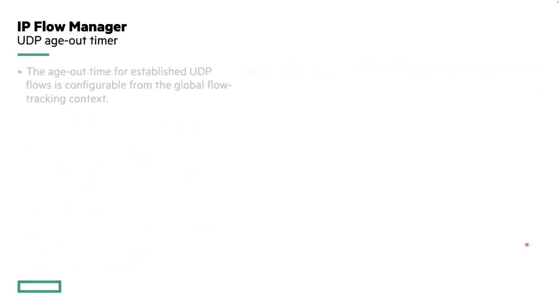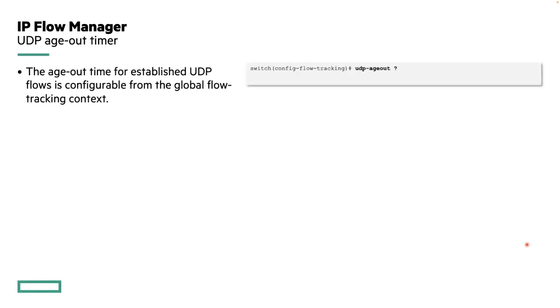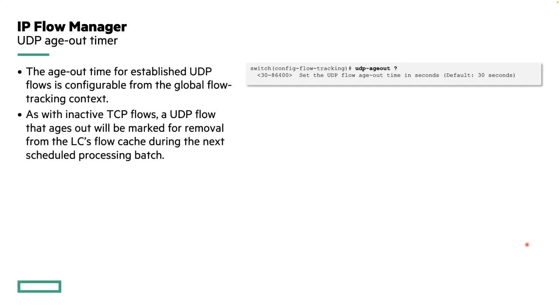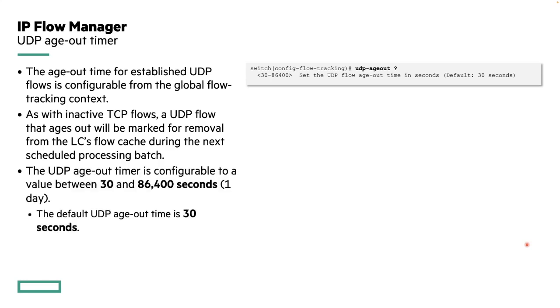There's also an age-out timer for UDP flows. So this is also configurable from the global flow tracking context. It behaves exactly the same way as the inactive TCP flow timer, except that obviously UDP flows do not get that FIN reset packet. So instead, those flows will age out after a period of time with no activity on that flow. And in this case, the default value for that timer is 30 seconds, and it's configurable between 30 and 86,400 seconds, or again, 1 day.